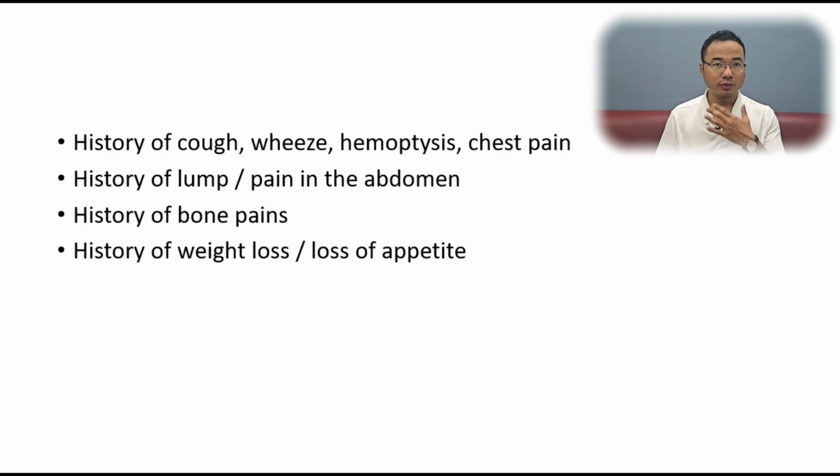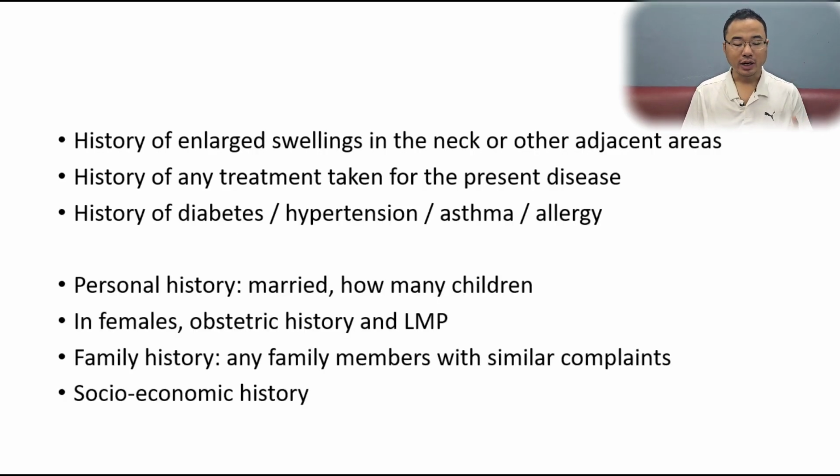Then ask for history relevant with metastasis of the cancer, like history of cough, wheeze, hemoptysis or chest pain, history of lump or pain in the abdomen, history of bone pains, or history of weight loss or loss of appetite. Then ask for history of enlarged swellings in the neck or other adjacent areas, history of any treatment taken for the present disease, history of diabetes, hypertension, asthma and allergy.